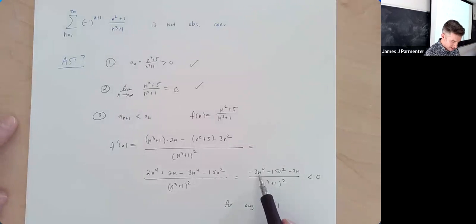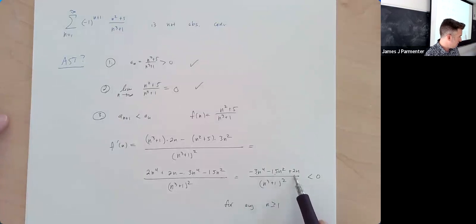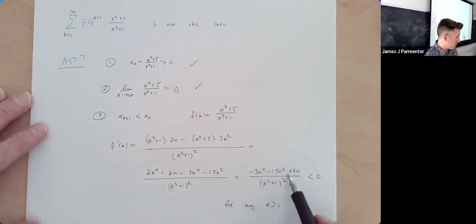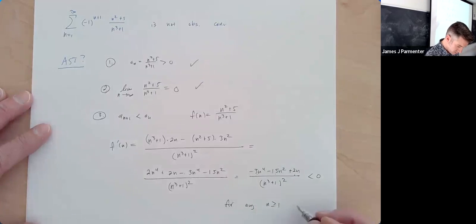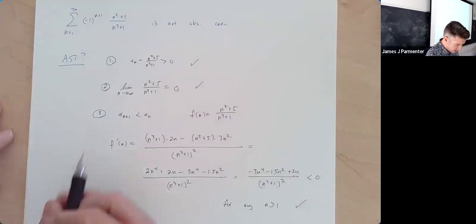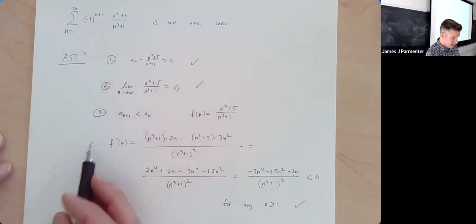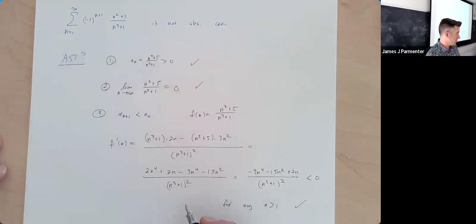So if I start at 1, I get negative 3 minus 15 plus 2. And then if I plug in anything bigger than 1, these terms out here are going to get way more negative faster than that's going to get positive. So I think we're pretty set here. So we've met all three conditions of the alternating series test. That means the series does converge by the alternating series test.